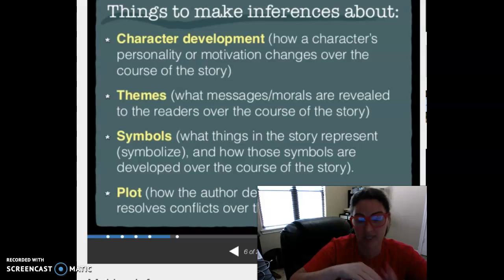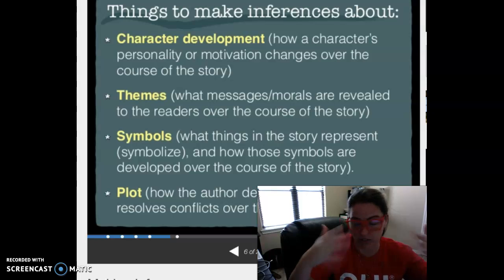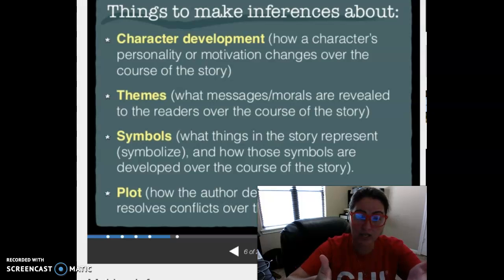Now, sometimes characters remain stagnant through a story. They don't change much. And other times they change drastically. That would be character development. So we're developing these characters based on their actions, their thoughts, what they say, in order for you as the reader to have a feeling and be able to infer things about that character.